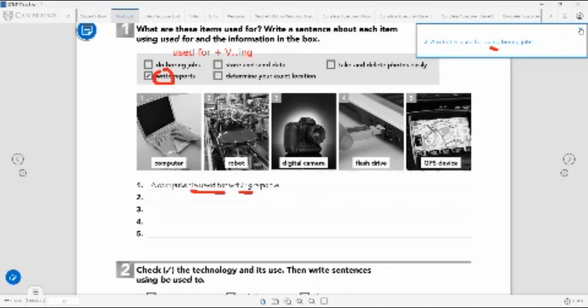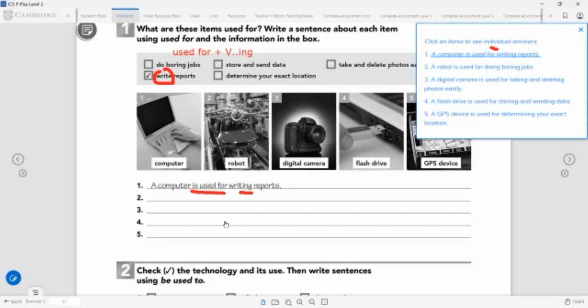So you can stop the video to compare your answers. Remember, you have to use the verb with ing. For example, a robot is used for doing boring jobs. A digital camera is used for taking and deleting photos easily. A flash drive is used for storing and sending data. A GPS is used for determining your exact location. This is your homework, the first exercise.